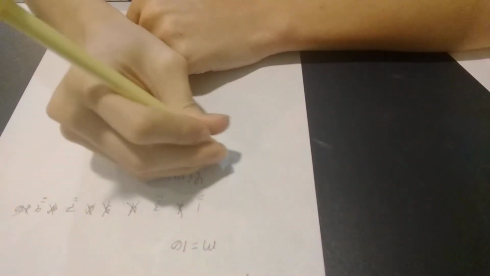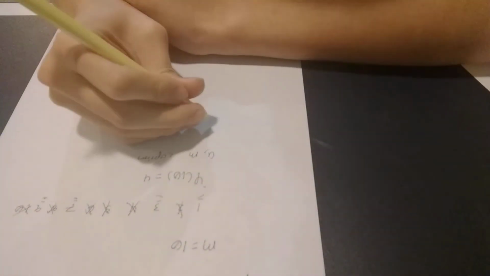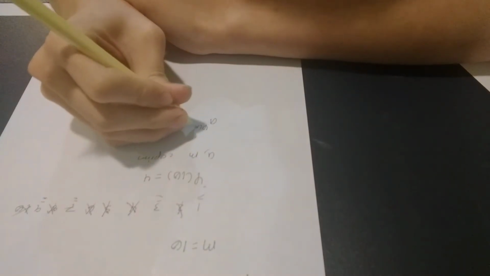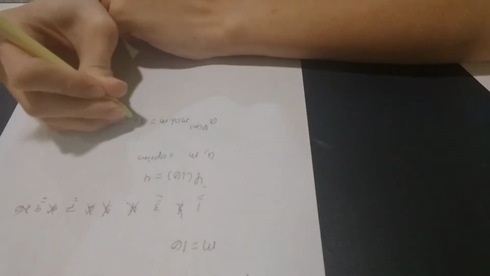Okay, but who cares? Well, there's this very fun theorem that says that given a and m that are co-prime, so that means the greatest common divisor is equal to 1, a to the power of totient of m is congruent to 1 in mod m.